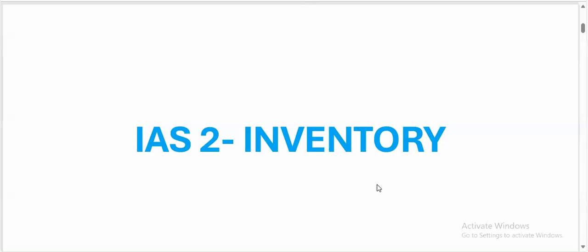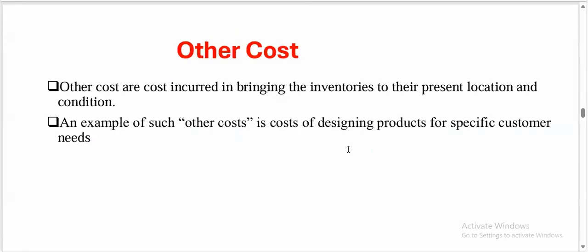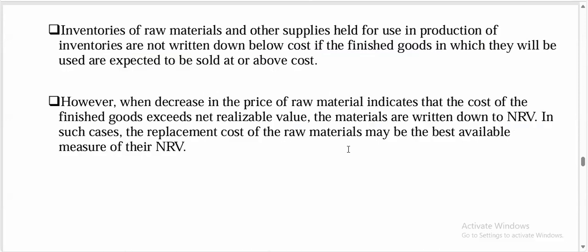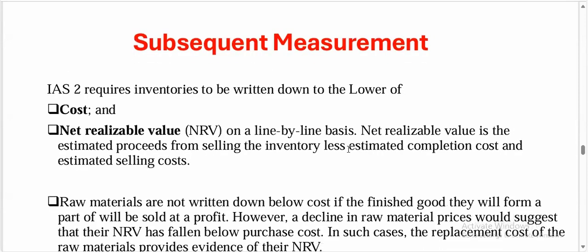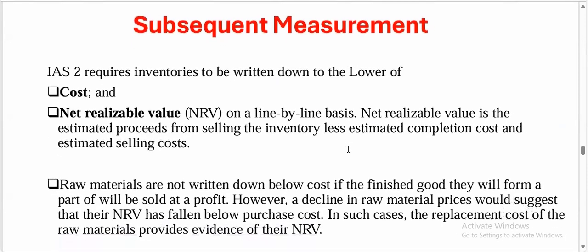Okay, so let's continue with part 4 of IAS 2. In this session, we are going to look at the subsequent measurement of inventory. We did the initial measurement already, right? So in this video, we are going to look at the subsequent measurement of inventory. When we say subsequent measurement, what do we mean?